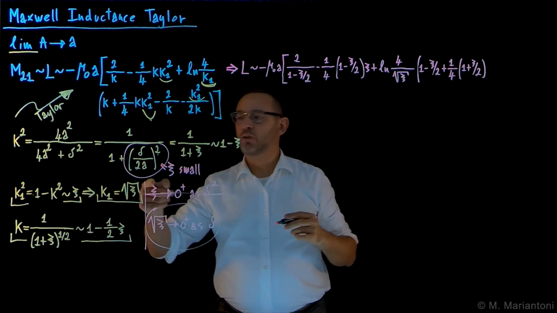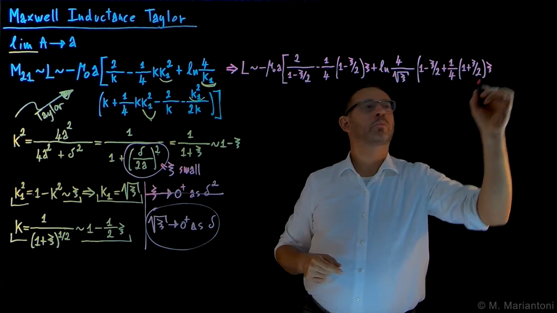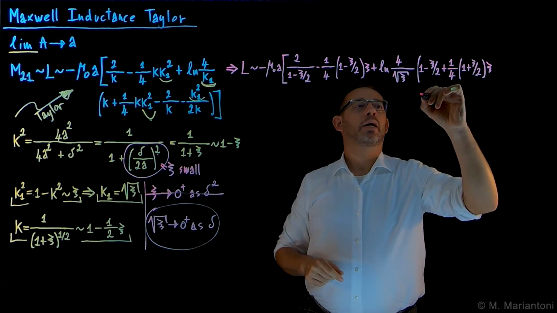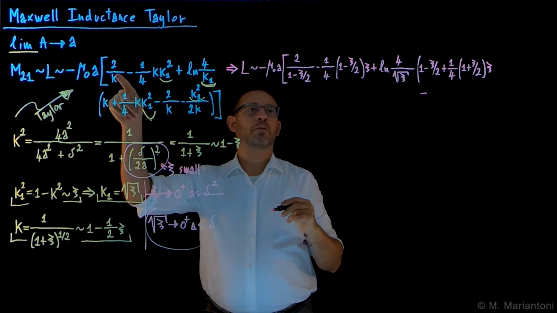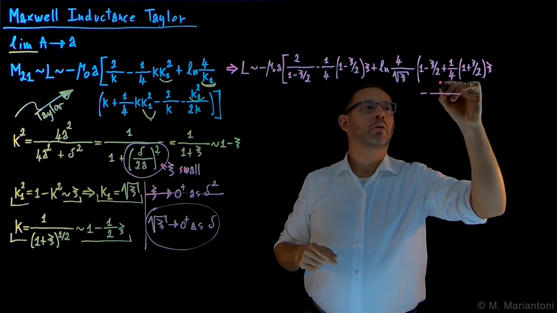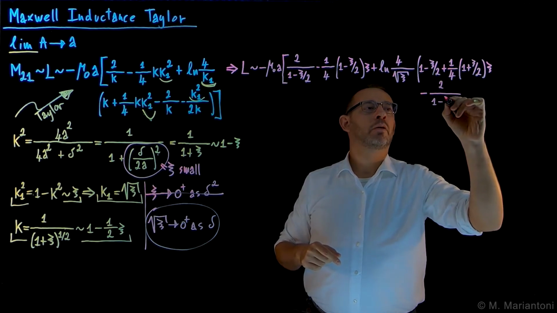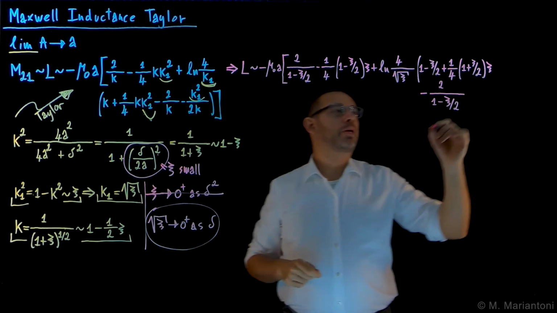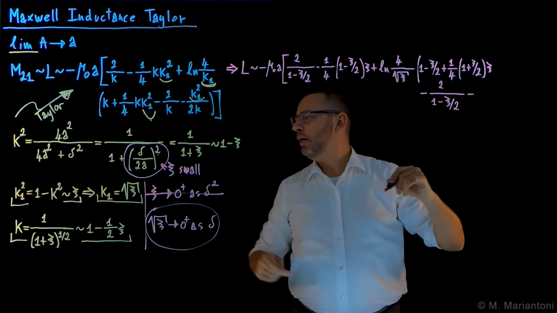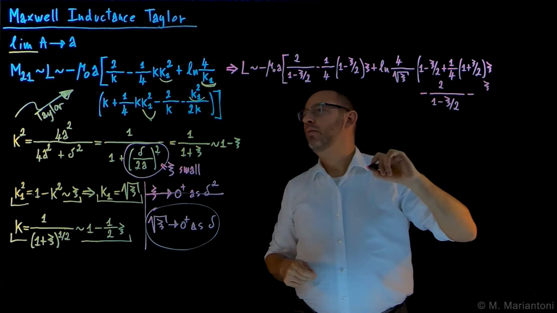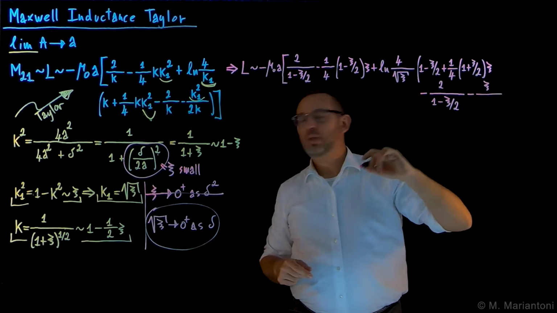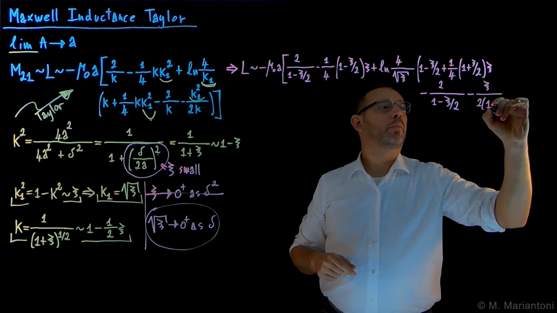K1 square is just psi. So we are at the second term, minus 2 over k. And 2 over k is like the first one, so it's 2 over 1 minus psi half, minus k1 square over 2k, which is k1 square is psi, divided by 2k, which is 2 times 1 minus psi half.